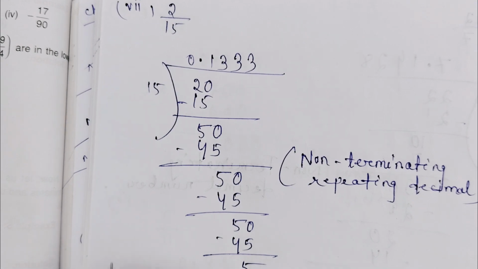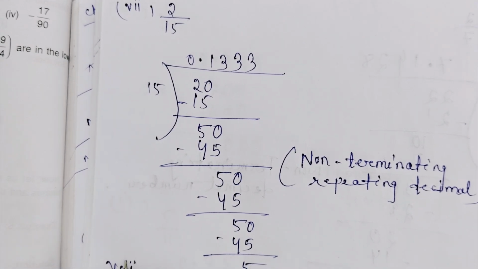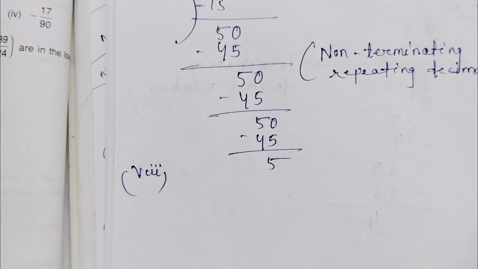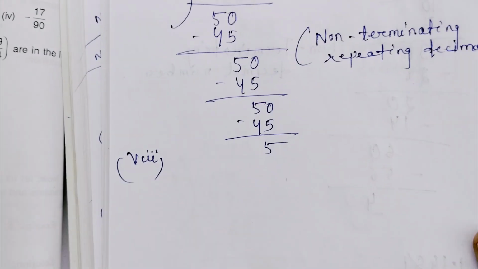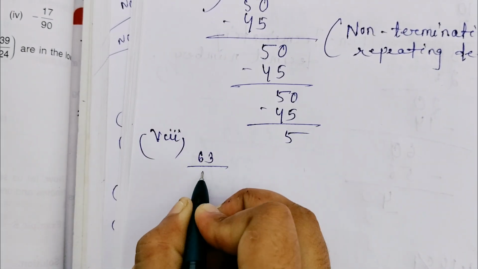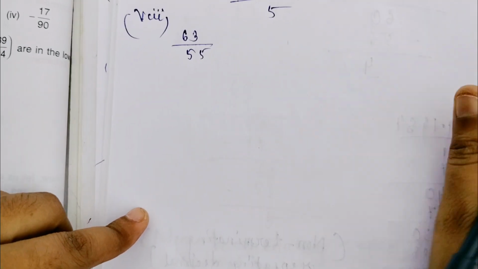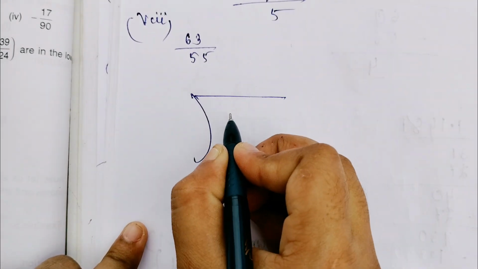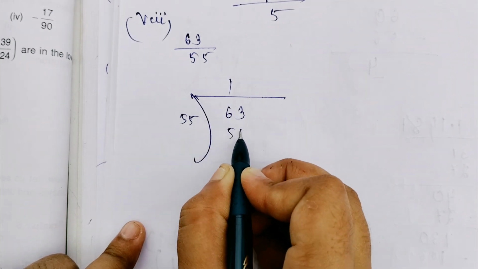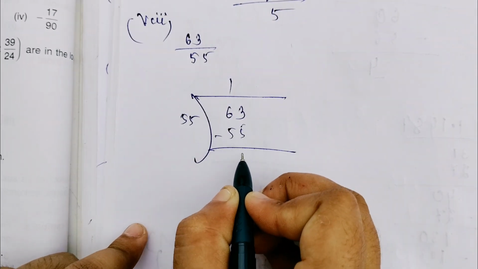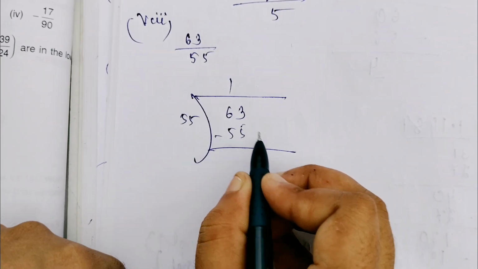Now we solve another point. 63 by 55. Now we divide it. First 55 1 is 55. Then 3 minus 5 we cannot subtract it, so borrow 1. Then 13 minus 5 is 8.